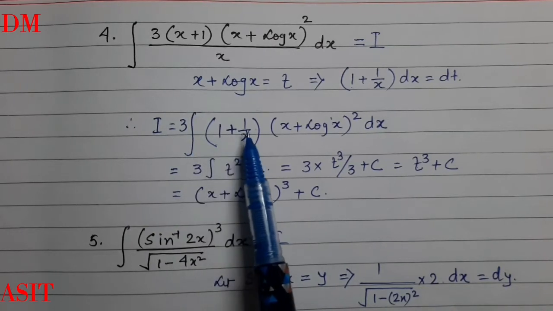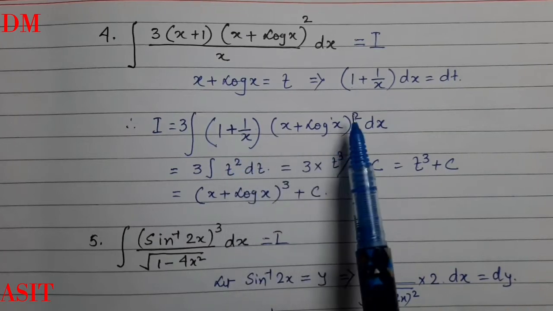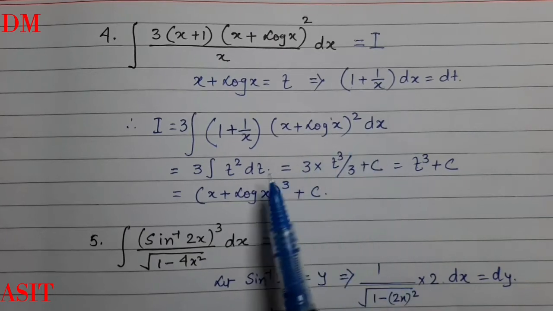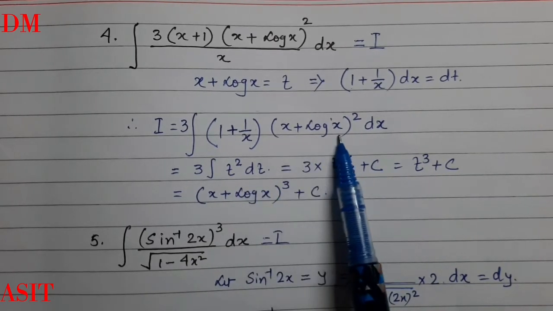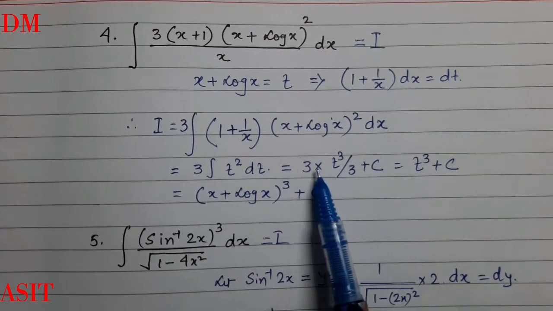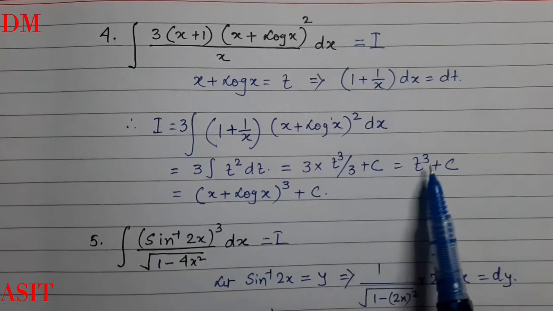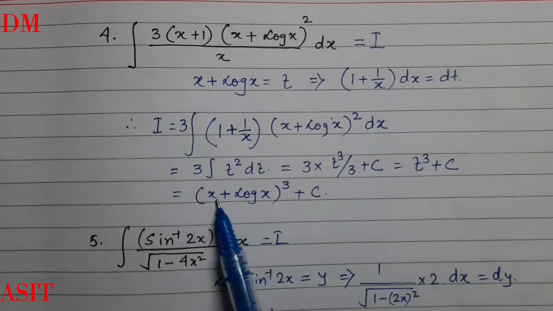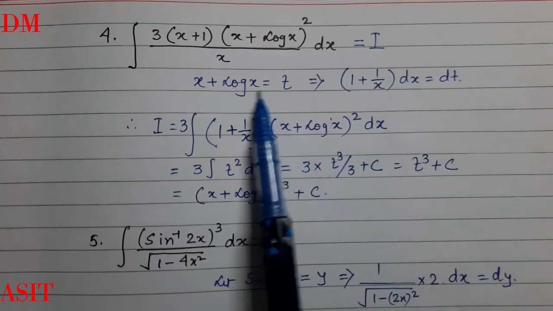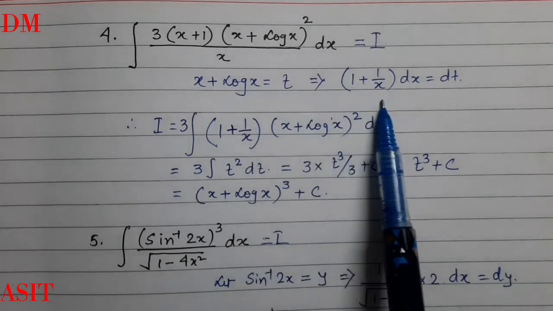Integration of 1 plus 1 by x, I have given that x as I told, into x plus log x whole square dx. Now this into dx will become dt. So there is a dt. Now the whole thing is considered as t, so t square. Therefore it will be 3 into t cube by 3, as the 3 is outside. Now this will be t cube plus c. Obviously it will be x plus log x whole to the power 3 plus c. So in integration, whatever you are substituting, you have to differentiate that one.